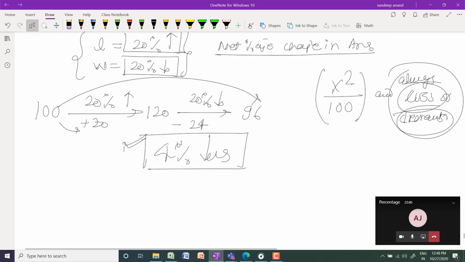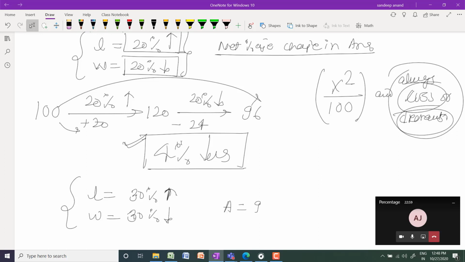For example, suppose the length is increased by 30% and the width is decreased by 30%. So what will be my answer? Net percent change. Directly I can say 3 3s are 9. So 9% decreases the value. If an objective question comes, I directly tick and jump to the next question.